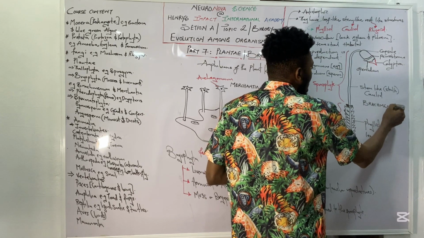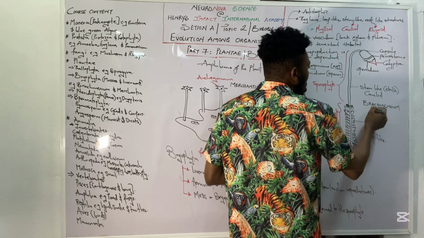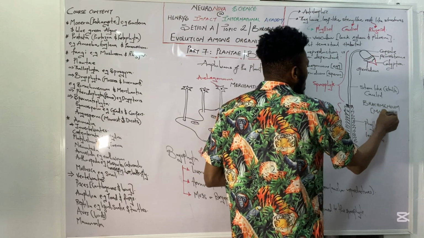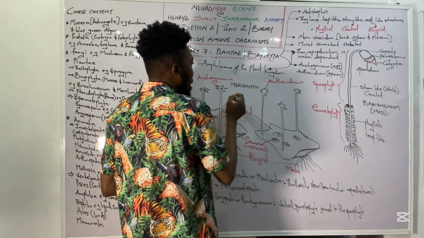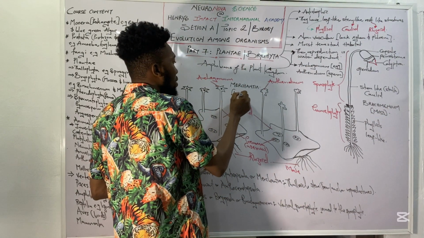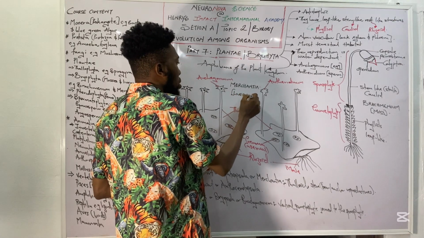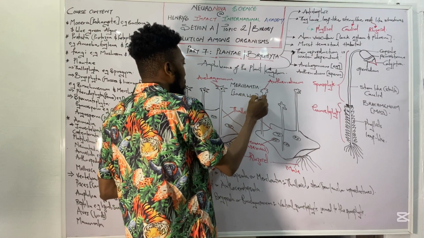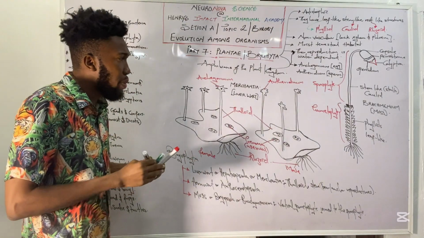Brachymenium. Yes. So when we say brachymenium, we're referring to moss. So this is the moss. And this one, as we say Marchantia, this is the liverwort. Alright, good. So there we have it.